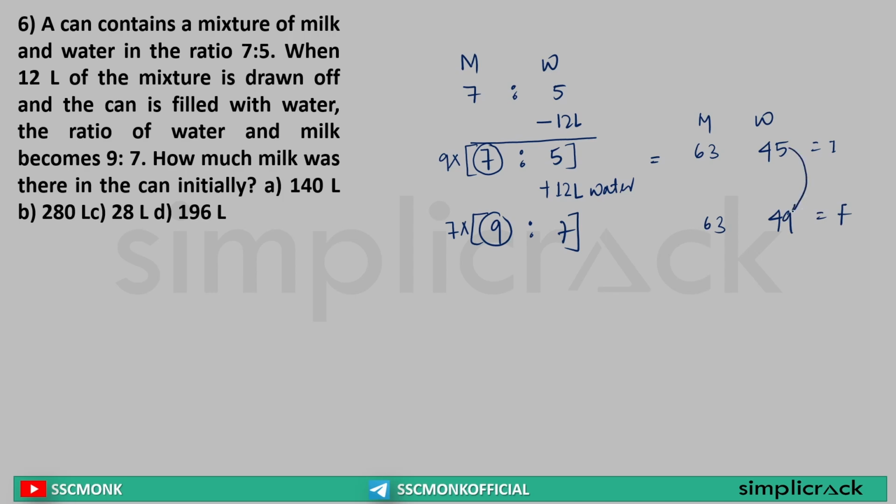Now what is the change? Sir, change is equal to 49 minus 5, that is 4 parts. And this 4 parts is equal to what? 12 liter of water. Yes or no? Yes. Sir, 4 parts is 12 liter. So 1 part is 12 by 4, that is equal to 3 liter.